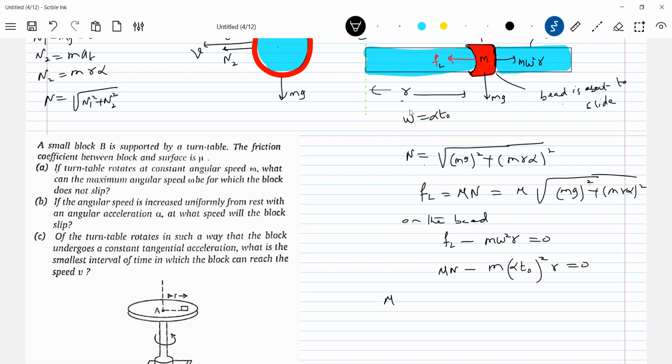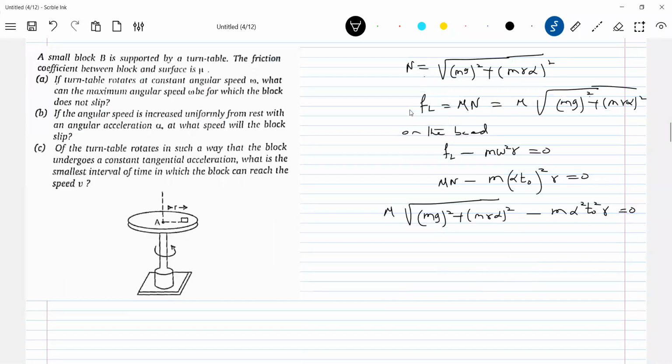So mu, and what is the value of this? Under root, mg whole square plus m r alpha whole square equals m alpha square t naught square r. Solving for this, m will get eliminated. Mu square g square plus r square alpha square, divided by, what all in the denominator should be? Alpha square and r. Again, all under root.